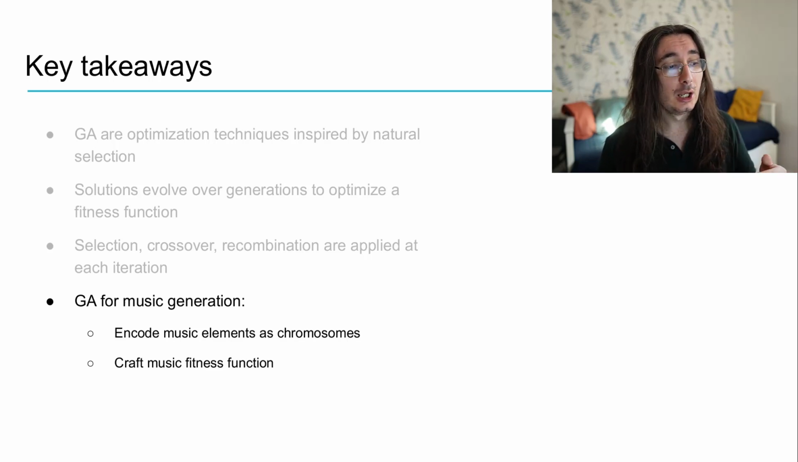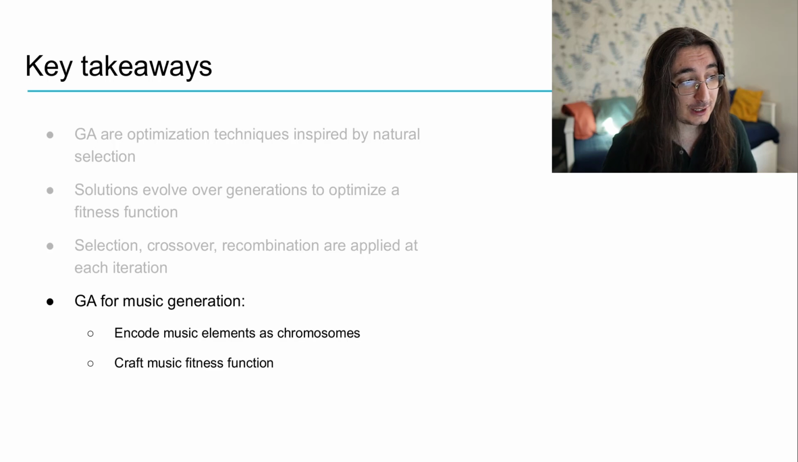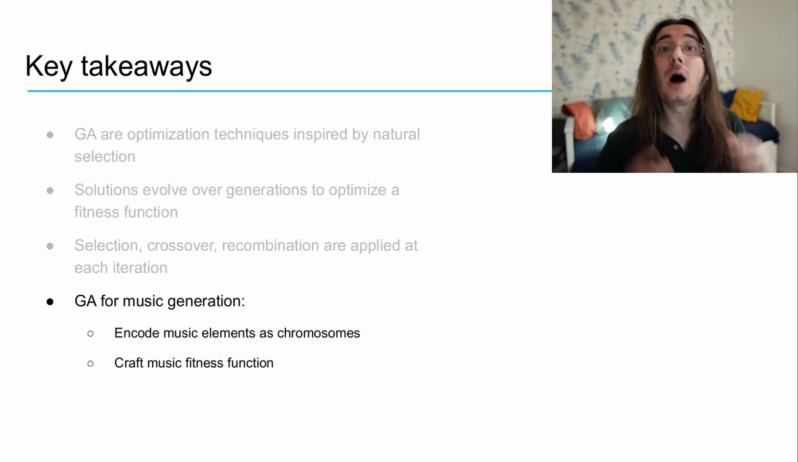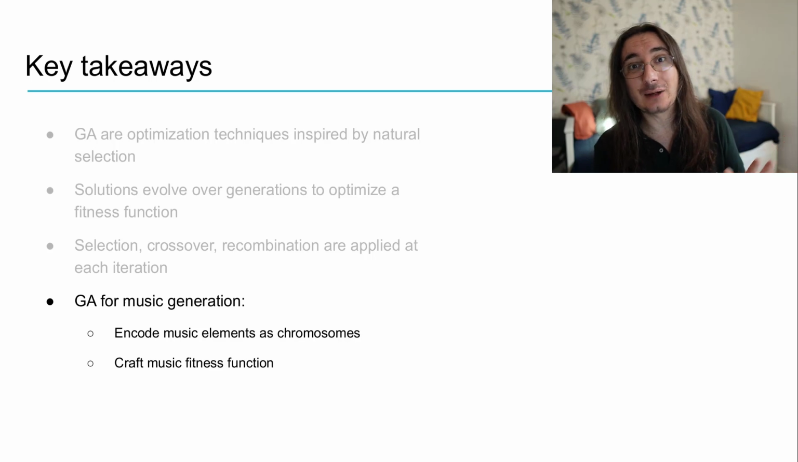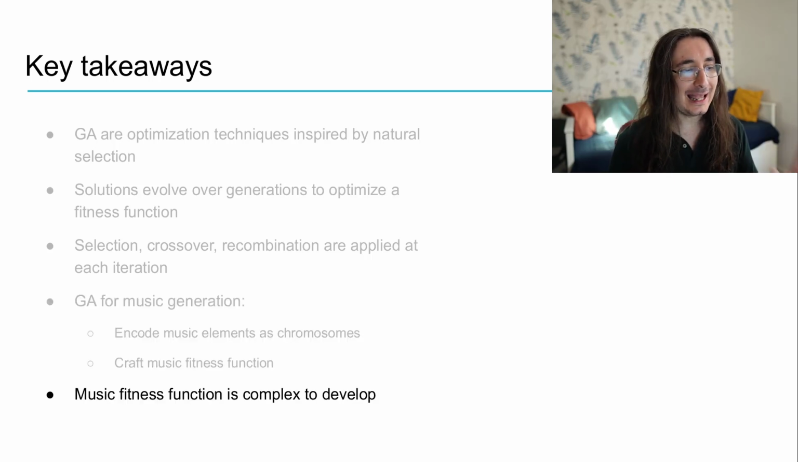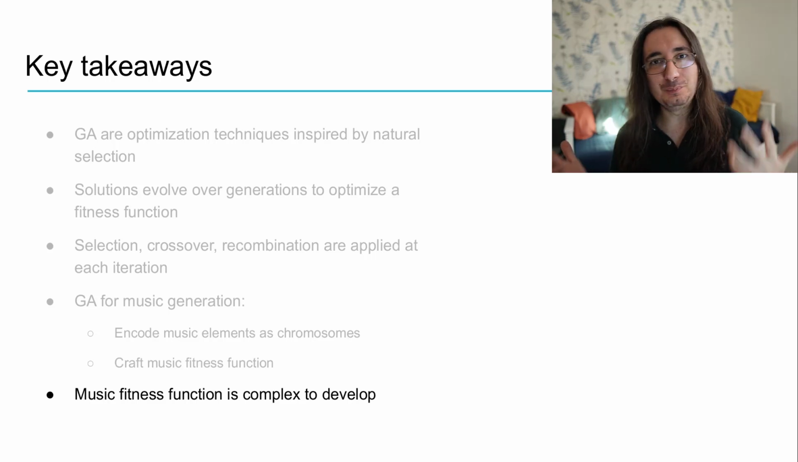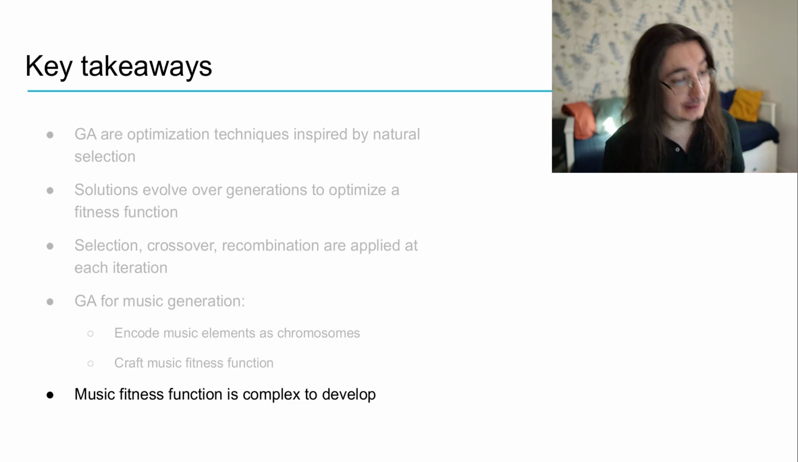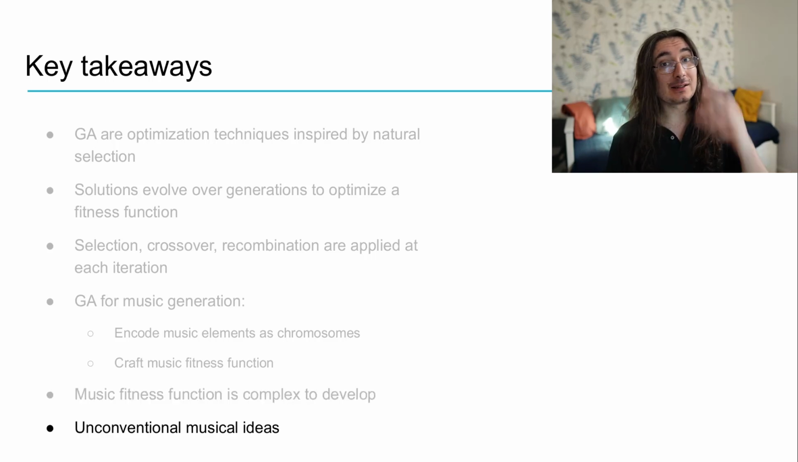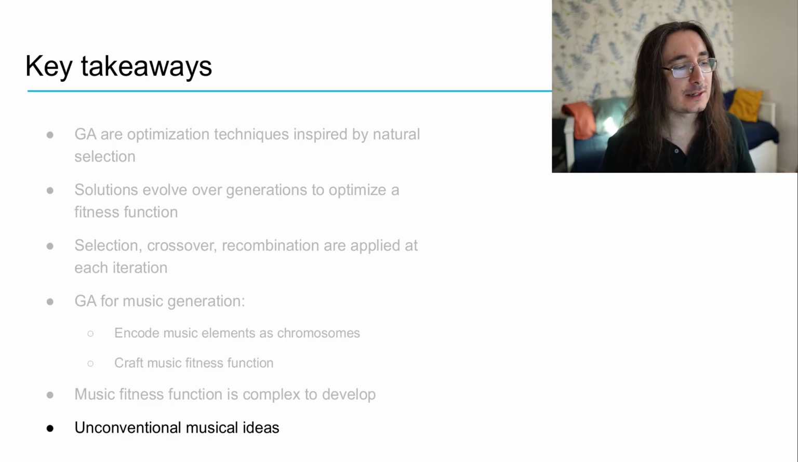The moment we want to use genetic algorithms for music generation, we have to do two things. First, we need to encode music elements as genetic material, in other words, as chromosomes, and two, we have to come up with a music fitness function, unless we decide to go the interactive genetic algorithm way, where you, as a human being, will be the active fitness function. Music fitness function is complex to design because understanding what makes good music and quantify that is very, very difficult indeed. But there's a great strength of this algorithm, that is that you can come up with unconventional musical ideas.